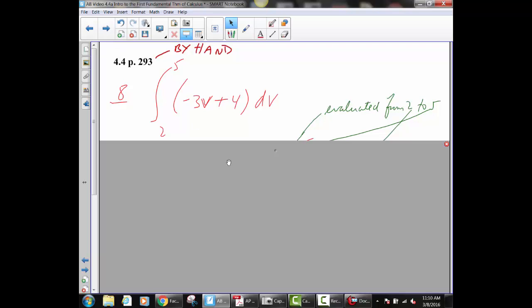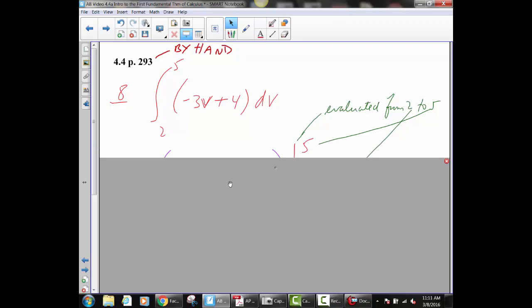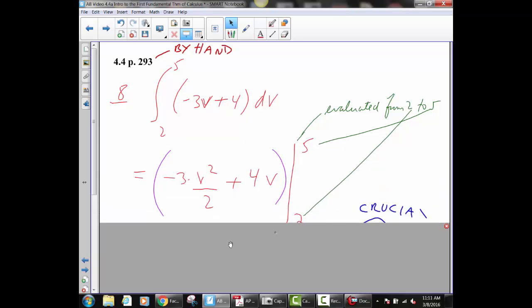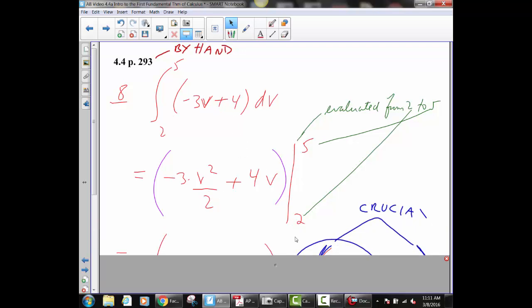Okay, here's number 8, the integral from 2 to 5 of negative 3v plus 4 dv. First we're going to integrate. We get negative 3v squared over 2 plus 4v. We're integrating that from 2 to 5, so this means evaluated from 2 to 5.